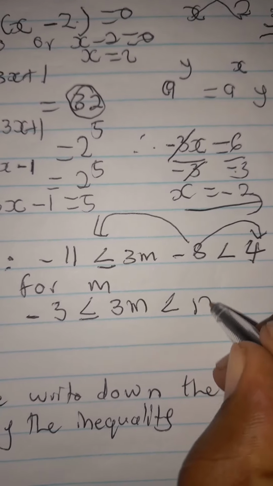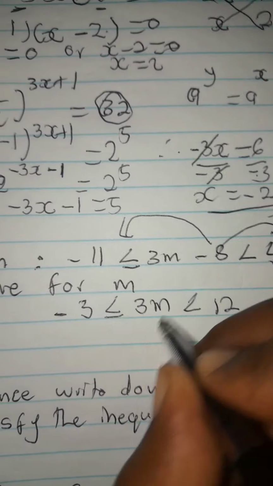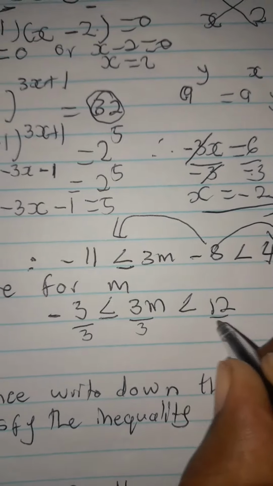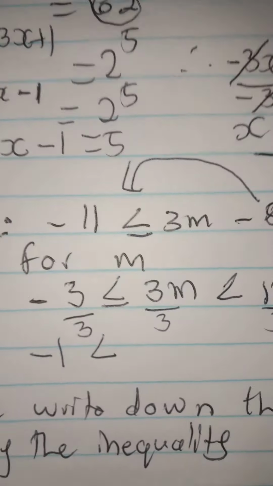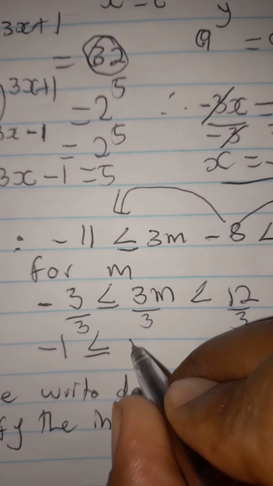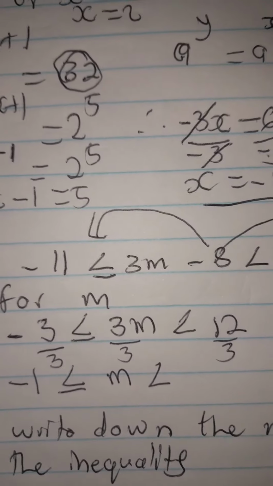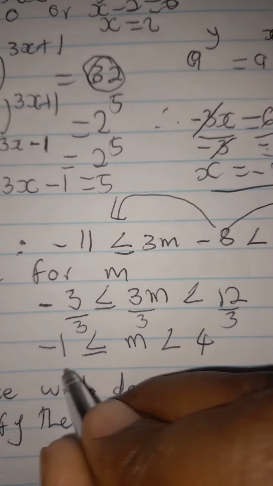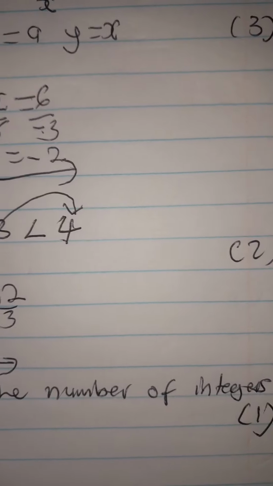That will be 12. So the easiest way, remember that we're looking for m, we can divide everything by 3, everything by 3. How many times does 3 go into 3? It goes once. So we are left with negative 1 then. Okay, and m as well, how many times does 3 go into 12? It goes 4 times. Therefore, that's the solution. That's how you are going to get these 2 marks.